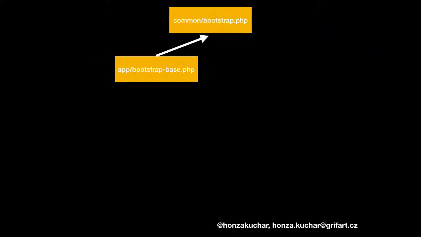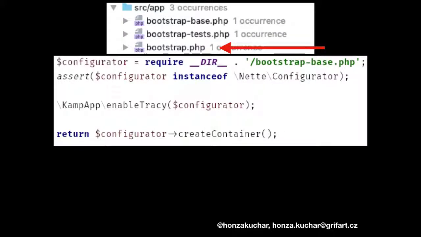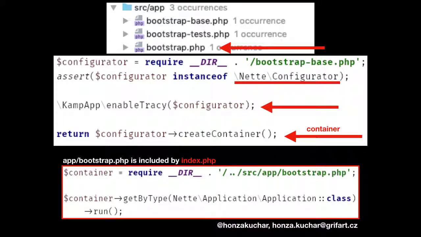So now we are here in the graph. We have common bootstrap, and then application base bootstrap includes the common bootstrap. And this is the bootstrap which the application actually requires from index.php. It loads bootstrap base, enables Tracy because we want Tracy in our application, and then it creates the container and returns it. I will go through this again when there will be a graph of dependencies. Yeah, it's included from index.php.